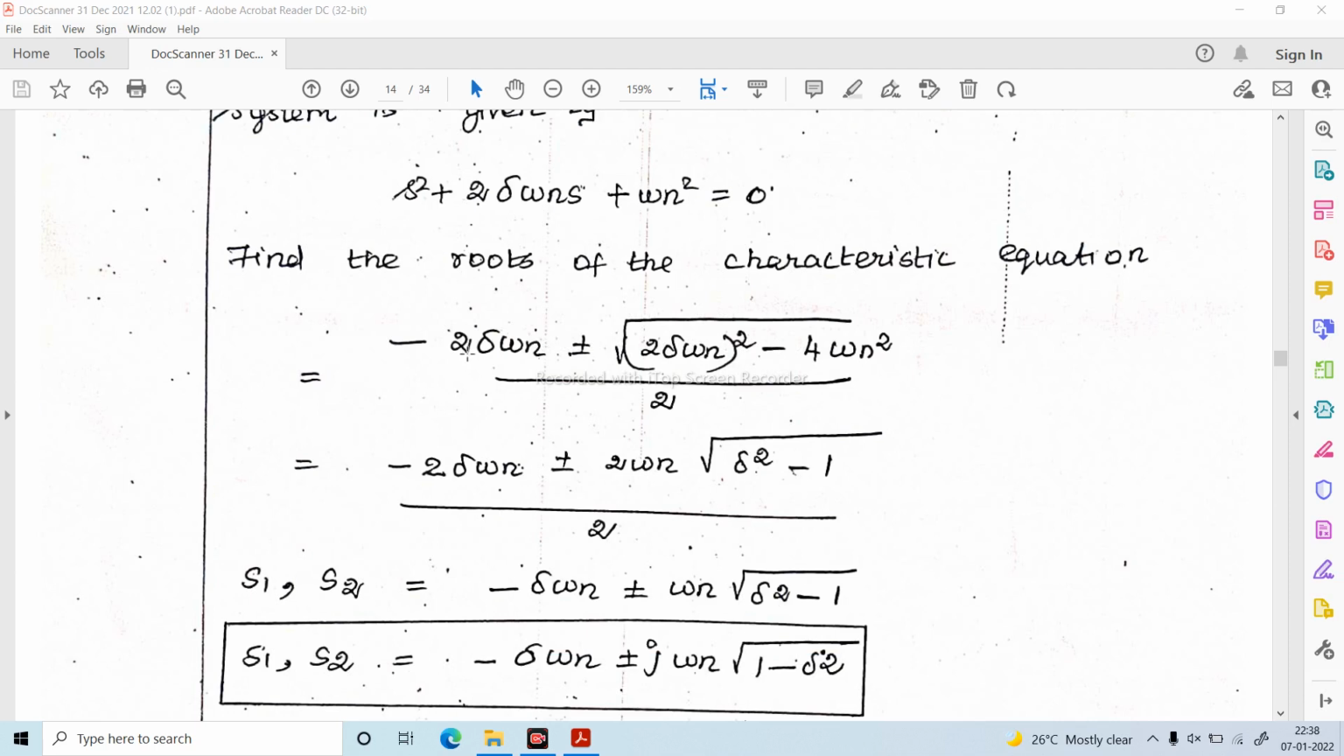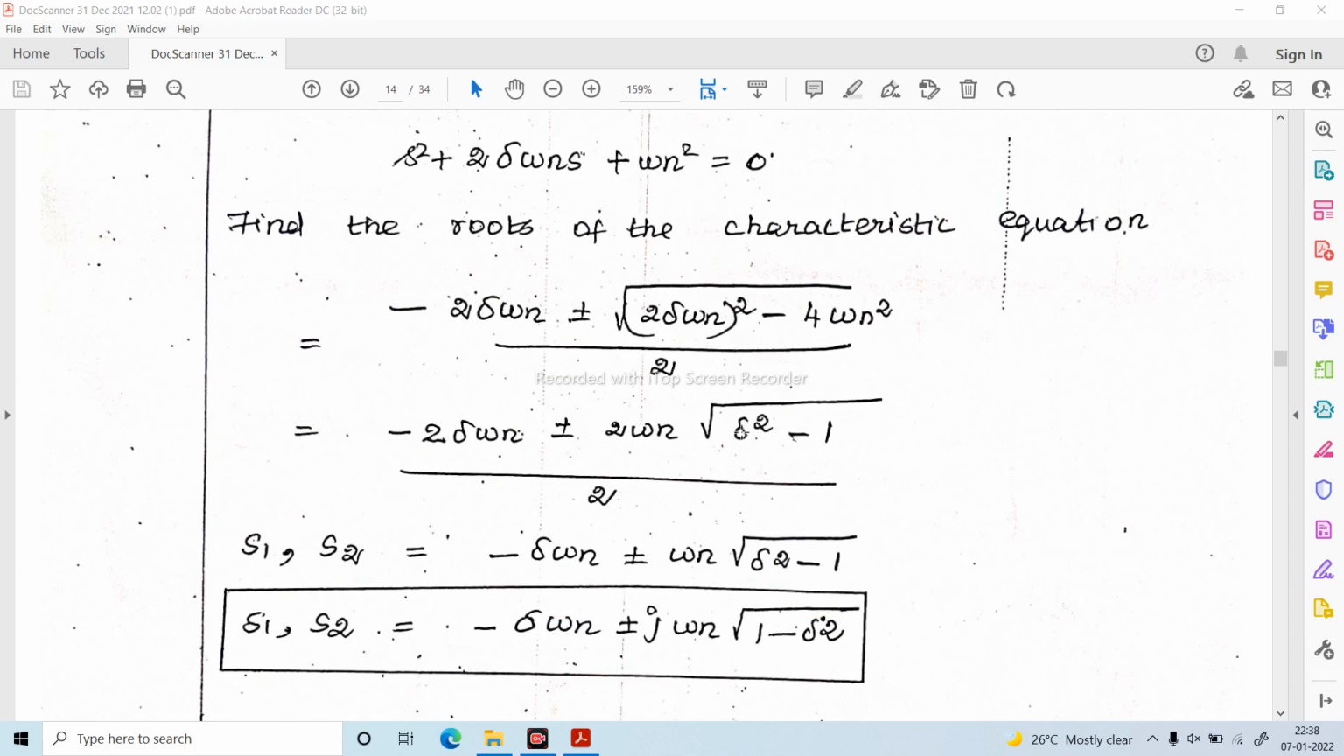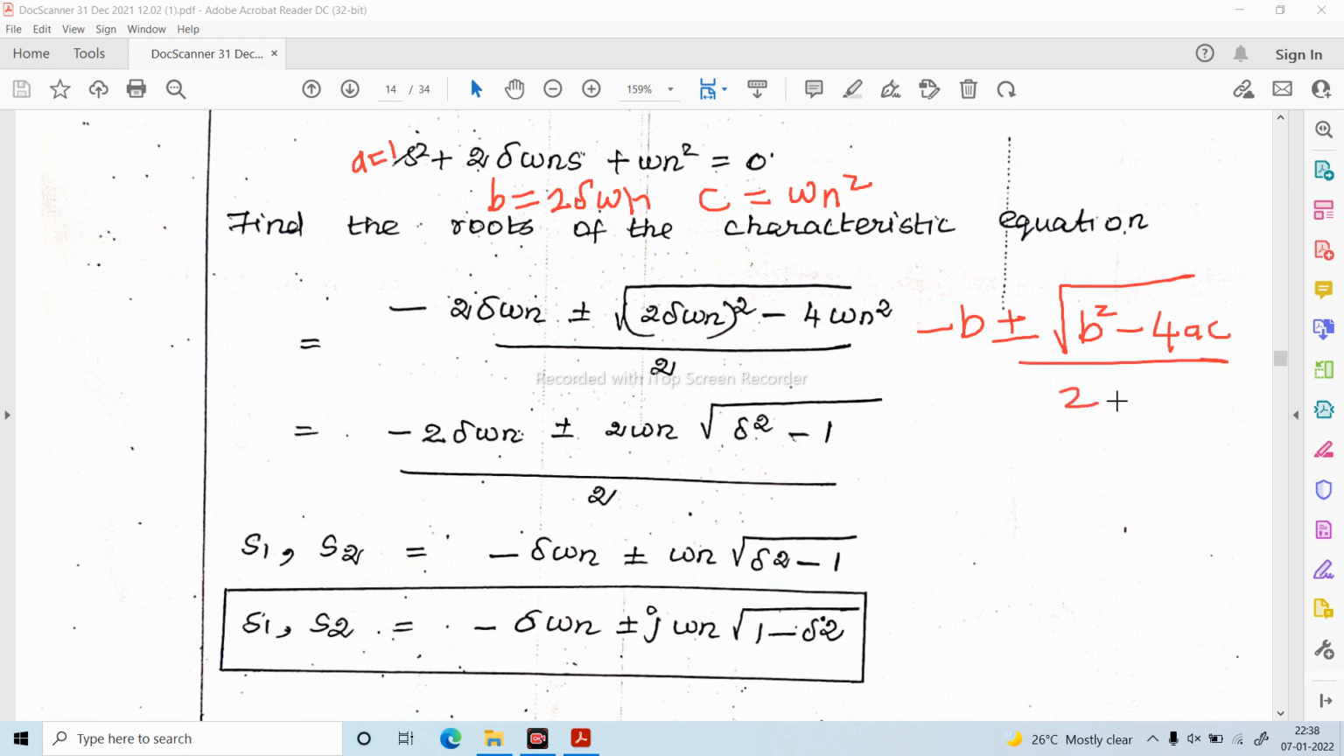And next I am going to find out the roots of the characteristic equation. Okay, so how to find the roots? Here you have to use the formula minus b plus or minus square root of b square minus 4ac divided by 2a. Here a is equal to 1. So b is equal to what? b is equal to 2 delta omega n. What is c? c is equal to omega n square. Okay, I am going to apply the formula minus b plus or minus square root of b square minus 4ac by 2a. So what is b here? Minus 2 delta omega n plus or minus, what is b square?